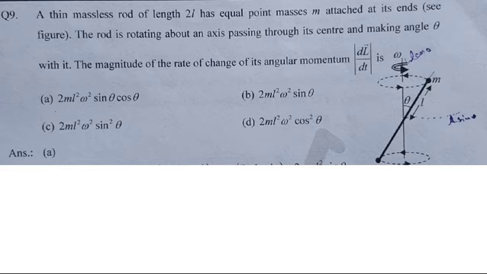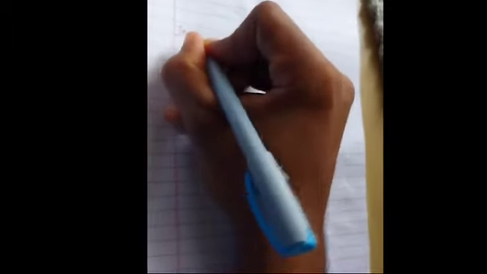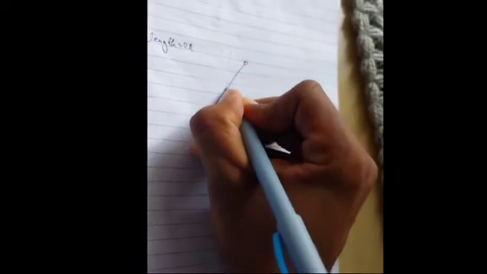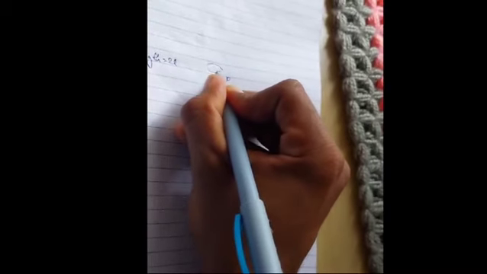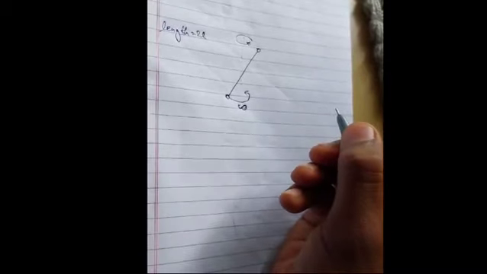So in order to understand the question, let's analyze its diagram. We have two masses placed at two ends of a rod which is of length 2L. So we have the length as 2L. So this is the axis, and the question says that the rod rotates along its axis with an angular velocity omega. So here we have the length as L and the other end as L.